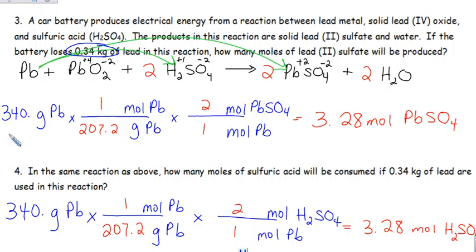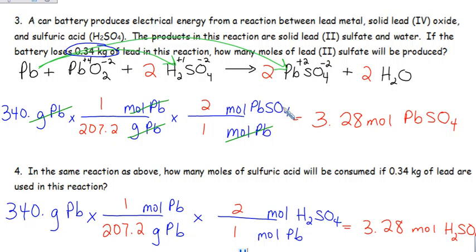Then since I'm given grams initially, we'll cancel grams of lead, switch it to moles. 1 mole of lead has a mass of about 207 grams on my periodic table. And then I can make the switch. We're going to cancel moles of lead and switch it over to whatever I'm looking for, which in this case is the lead sulfate. We'll take that 340 grams, divide by 207.2, and multiply by 2. With 3 sig figs, we're looking at about 3.28 moles of lead sulfate.